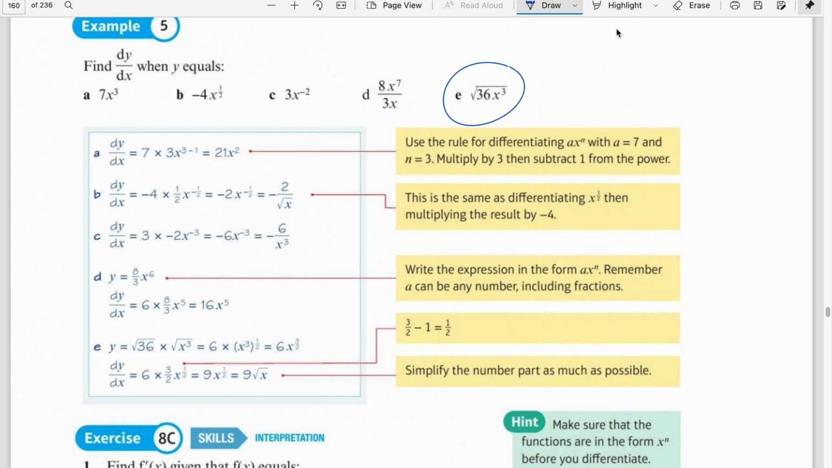Let's try this with the radical. This is square root of 36x cubed. So once we get rid of the square root, this is 6x to the 3 by 2, and dy by dx would be 3 by 2 times 6x, and we subtract 1 from the power, so 3 by 2 minus 1, 2 1 times, 2 3 times, 3 times 3 is 9x to the 1 by 2, or we can write 9 square root x.